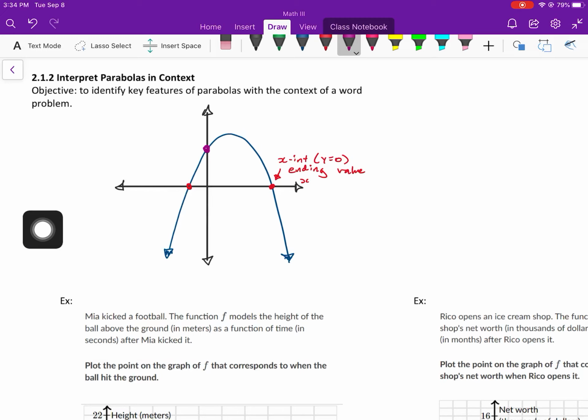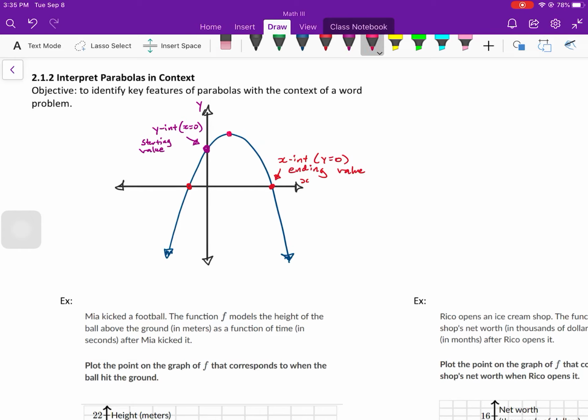This is also the other x-intercept. Let's talk about the y-intercept. We know it's the y-intercept because it crosses the y-axis. And similarly, we know it's the y-intercept because x is 0. The independent variable is 0. And this is the starting value. How high was the ball before he threw it? What was the height of the rocket before it launched? That kind of stuff.